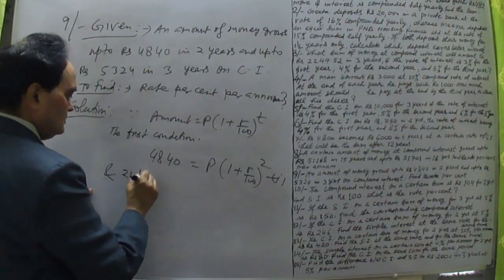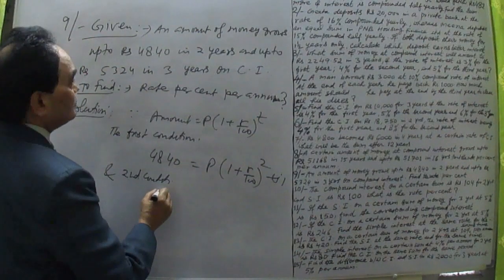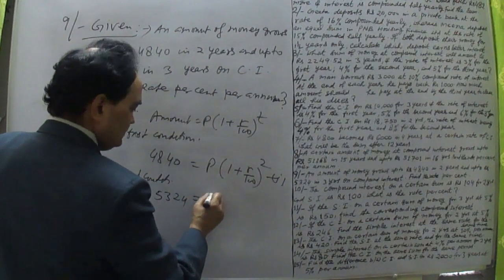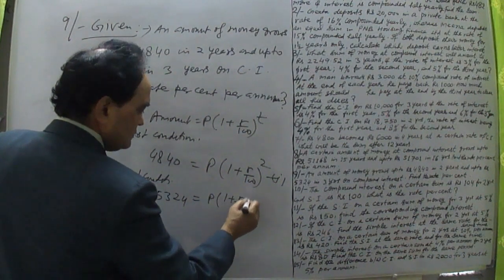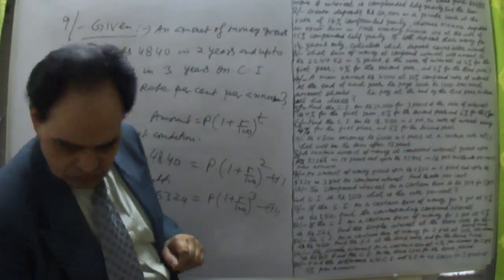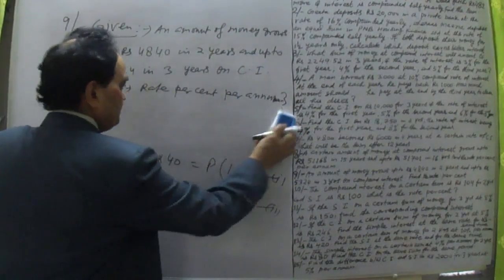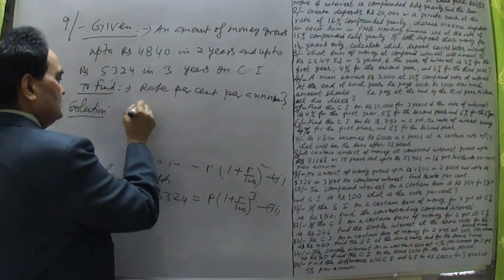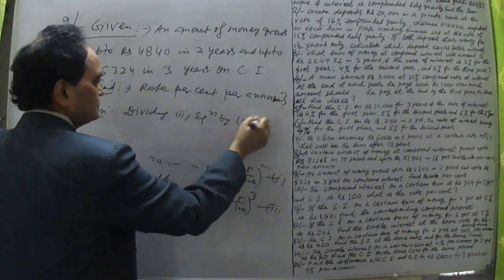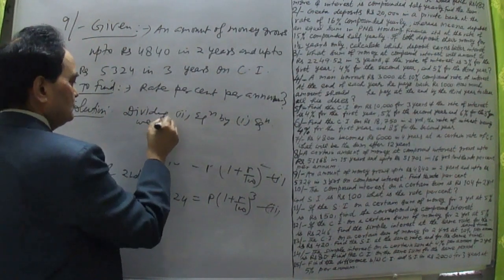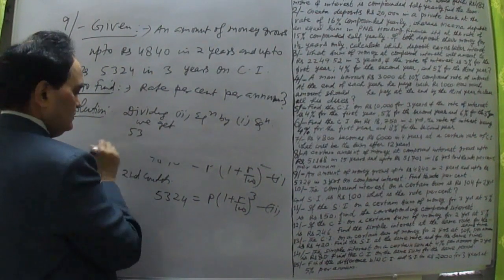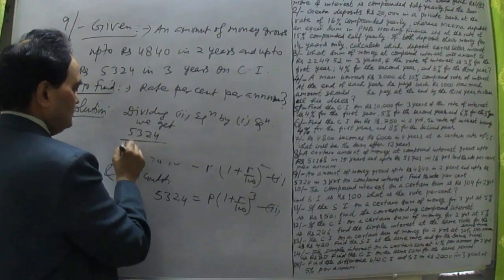And the second condition, how much money becomes? 5,324. It becomes in 3 years P into 1 plus r upon 100 whole power 3. This is the second equation. Again dividing second by first, what do we get? Dividing second equation by first equation, we have this upon this, so 5324 divided by 4840.